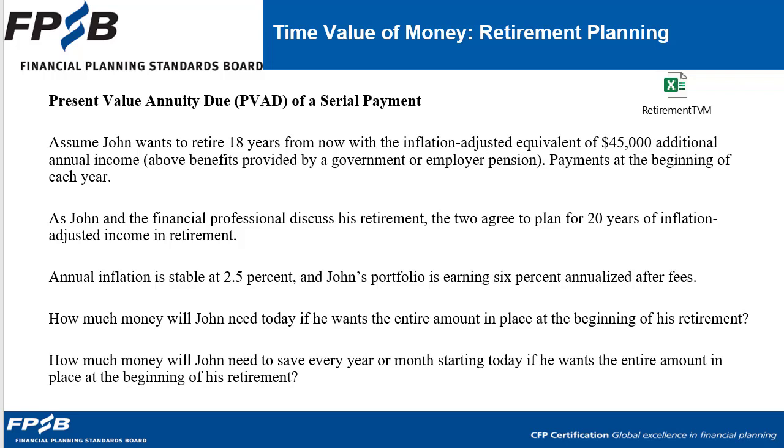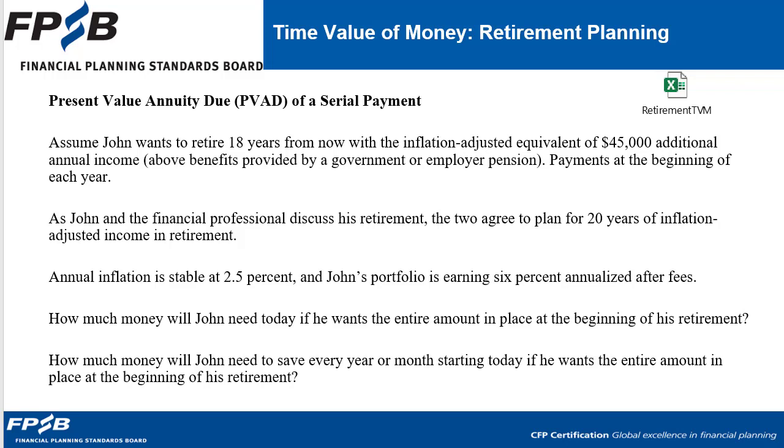As John and the financial professional discuss his retirement, the two agree to plan for 20 years of inflation-adjusted income in retirement. Annual inflation is stable at 2.5%. John's portfolio is earning 6% annualized after fees. How much money will John need today if he wants the entire amount in place at the beginning of his retirement? How much money will John need to save every year or month starting today if he wants the entire amount in place at the beginning of his retirement?